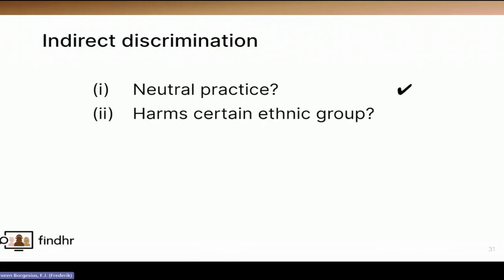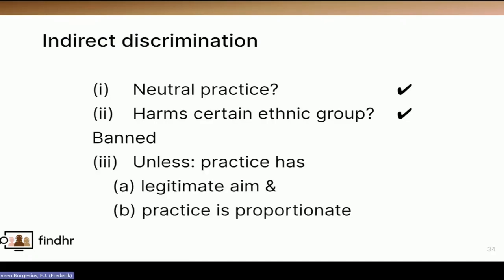Next question, does it harm a certain ethnic group? Yeah, I see people nodding. Yes, indeed. Quite clear. Namely, people with a certain skin color paid on average higher prices, and we saw that the price difference could be high as well. So, banned in principle. But then we arrive at that nuanced exception. It is not banned after all if the neutral practice, namely, in this case, the neutral practice is adapting prices to postal codes for extra profit.